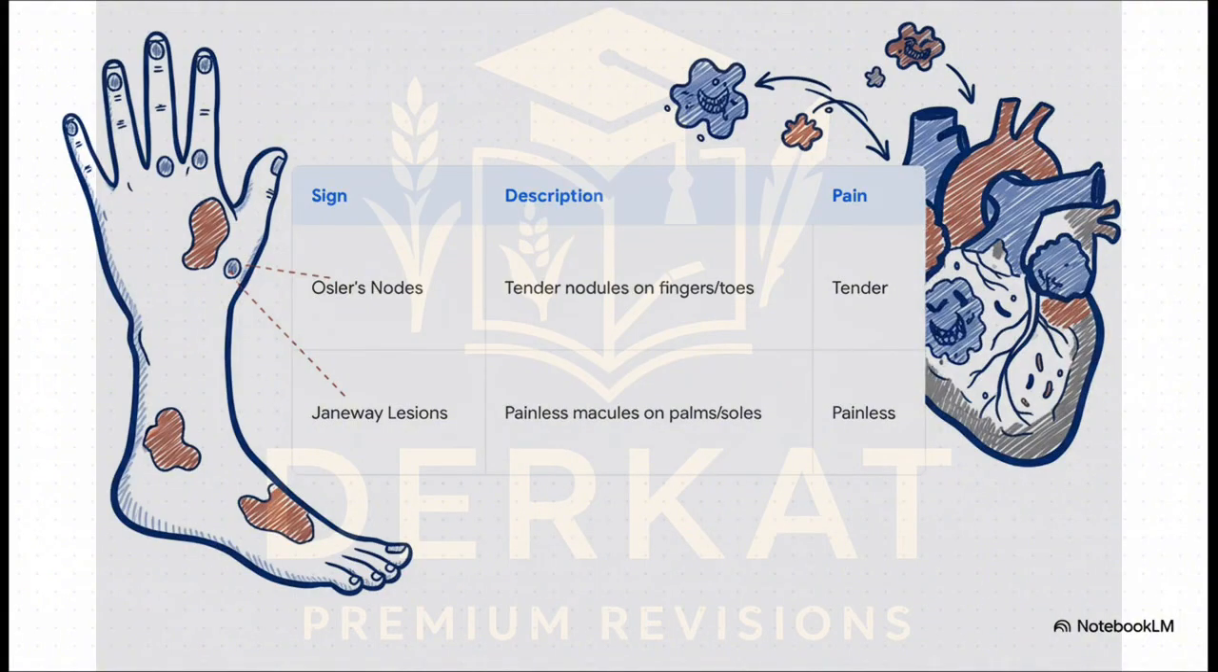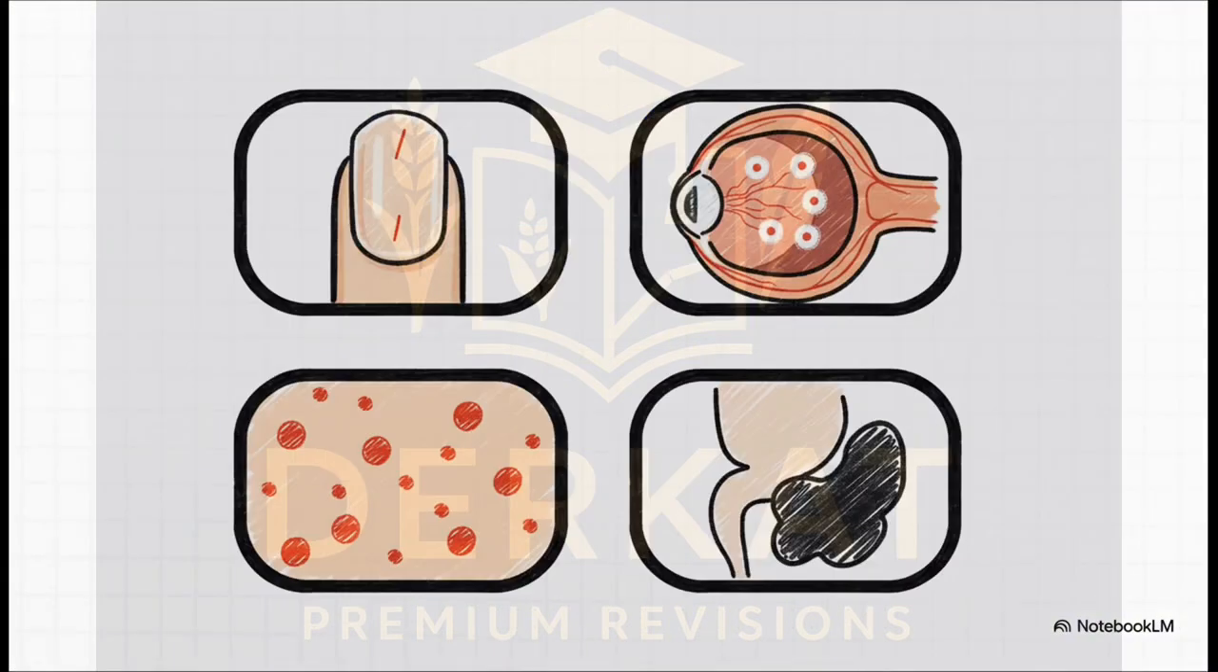And this is where things get really fascinating, how the infection actually shows itself on the hands and feet. Osler's nodes are these painful little bumps, and they're caused by the body's own immune system creating inflammation. But Janeway lesions, they're painless spots caused by tiny infected clots, we call them septic emboli, that have broken off from the heart and are now blocking tiny blood vessels. So one is an immune reaction, the other is a blockage, and that's exactly why one hurts and the other doesn't.